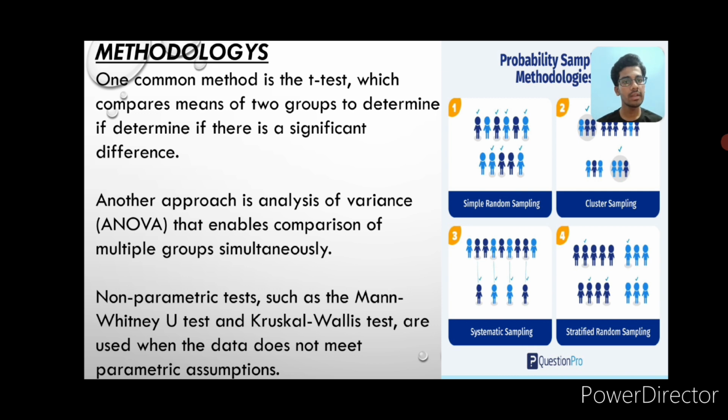The non-parametric tests such as the Mann-Whitney test and the Wilcoxon test are used when the data does not meet parametric assumptions.